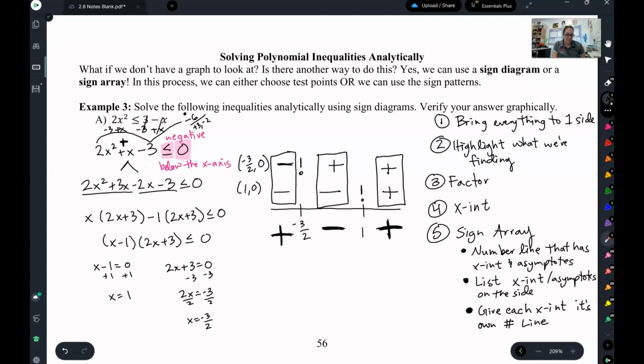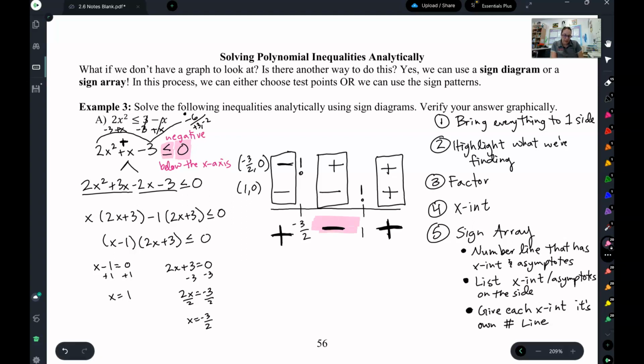So here's what we're saying. This section of the graph, left of -3/2, is positive or above the x-axis. This section of the graph between -3/2 and 1 is negative or below the x-axis. And this section of the graph, right of 1, is positive or above the x-axis. So we go back to step 2 where we highlighted what we're finding. We're finding below the x-axis, aka the negatives.